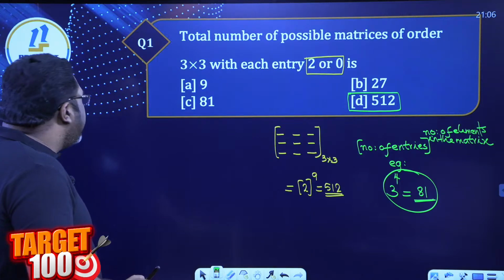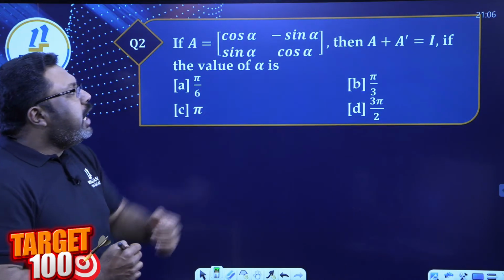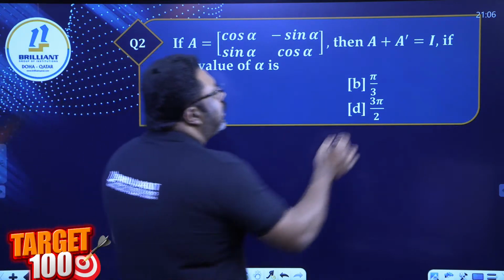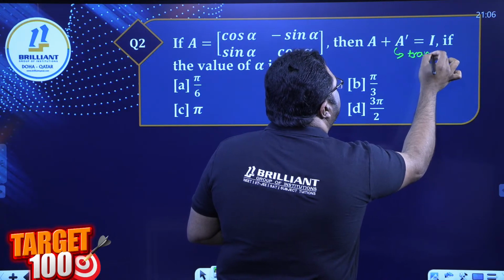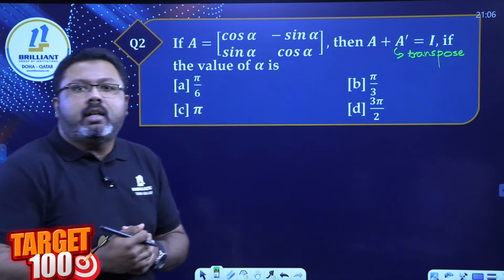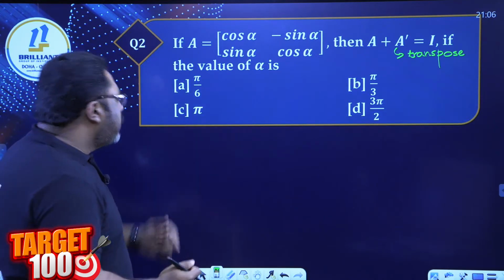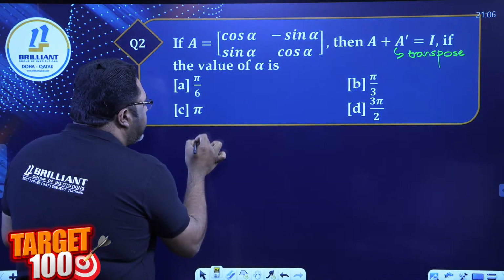Now let's move on to the next question. A is given to you and they say A plus A dash. I believe everybody knows what A dash is. A dash refers to the transpose of a matrix. So A plus A dash, let's say what's A plus A dash?